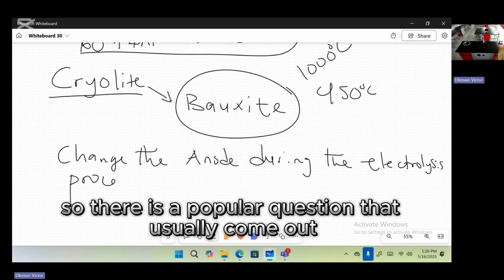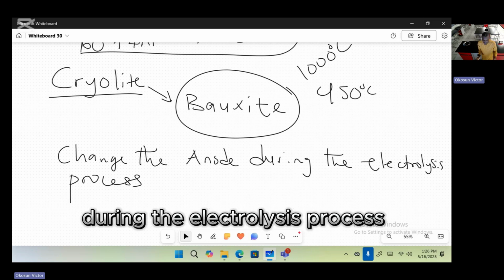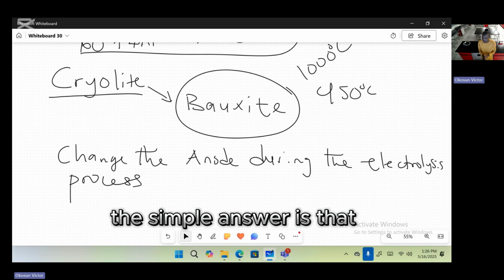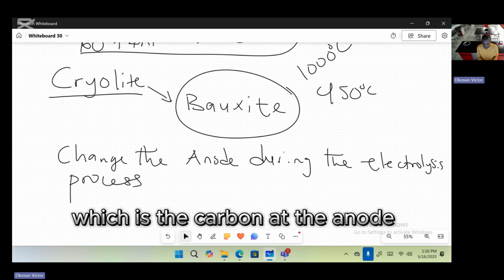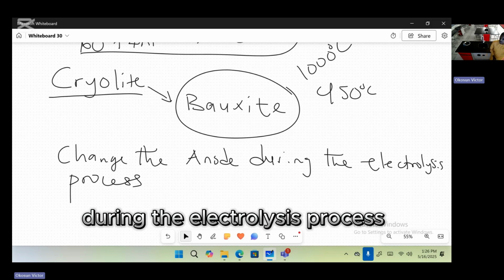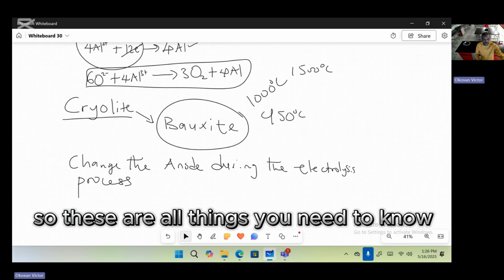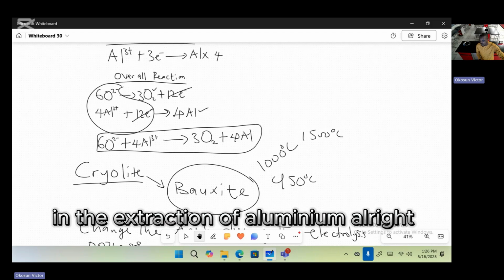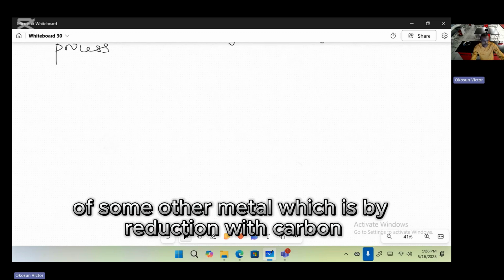So there is a popular question that usually comes out. They will ask you, why is the anode changed during the electrolysis process? The simple answer is that oxygen attacks the anode, which is the carbon at the anode, during the electrolysis process. So these are all things you need to know in the extraction of aluminium. Alright, so now let's quickly move on to extraction of some other metal, which is by reduction with carbon, not electrolysis again.